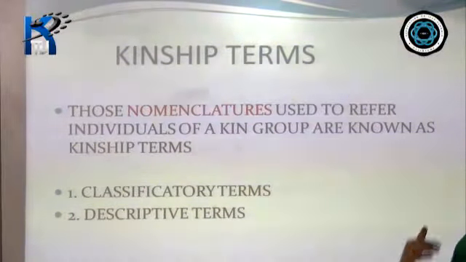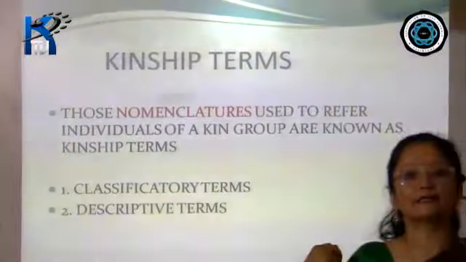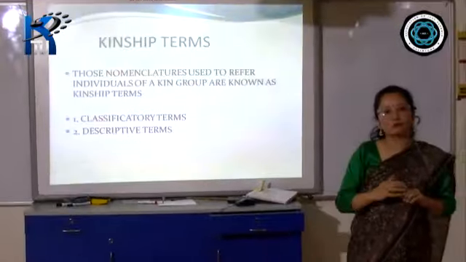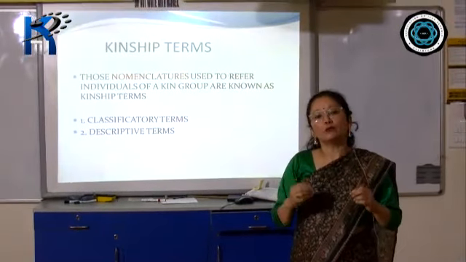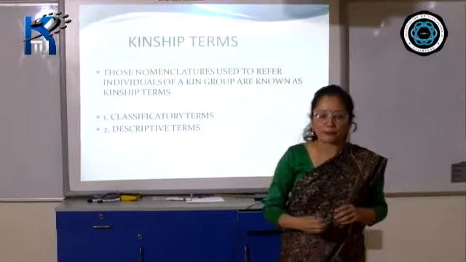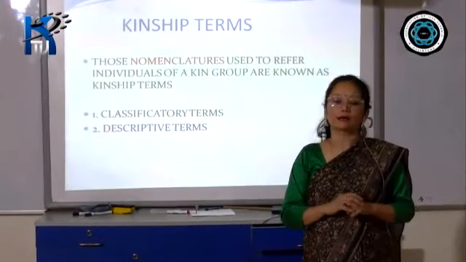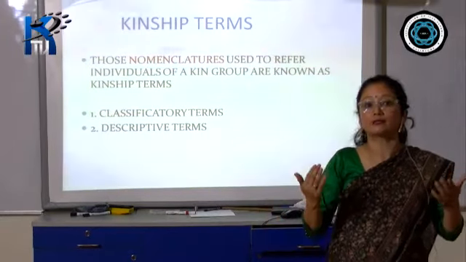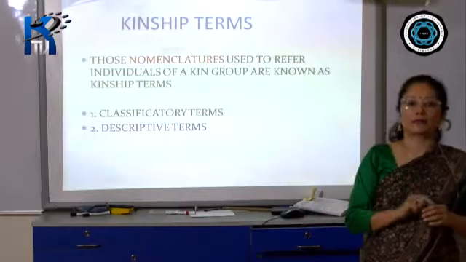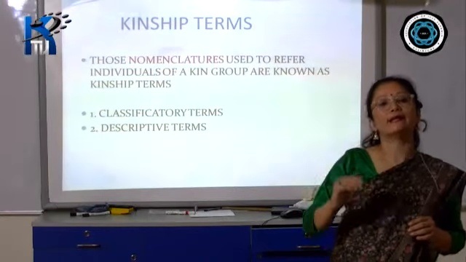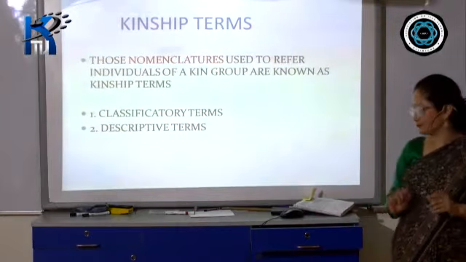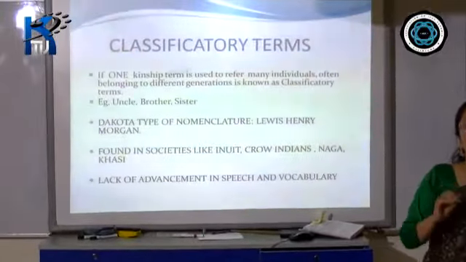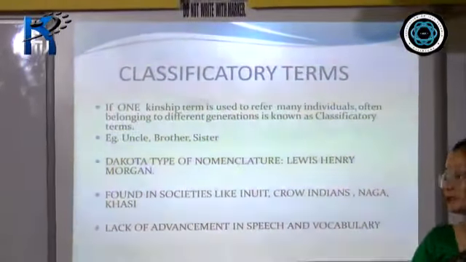Now, talking about these terms, it's there up in the slide here as well. There are two types of terms: one is classificatory and the other descriptive. In most of your textbooks, the explanation starts from descriptive and goes to classificatory. But I think we have to study the evolution of these terms as well. So I will discuss the classificatory first and then go to the descriptive terms. Now, classificatory term. What is the meaning of classificatory term?